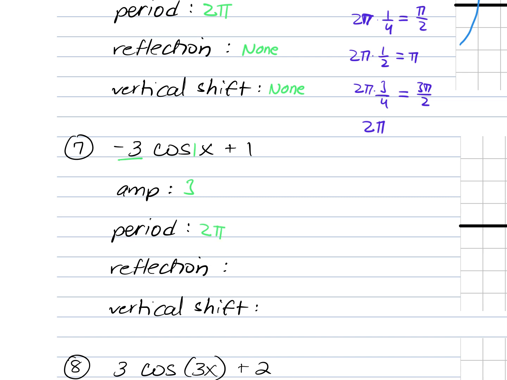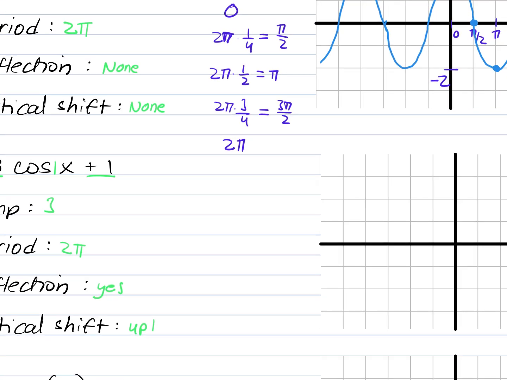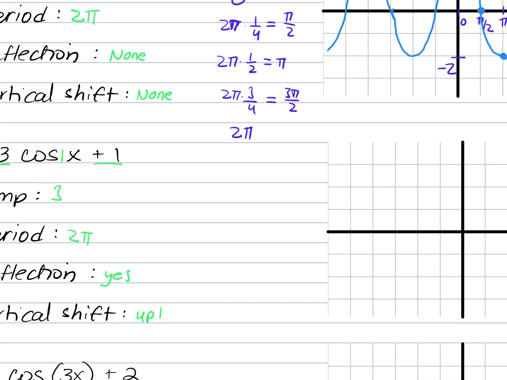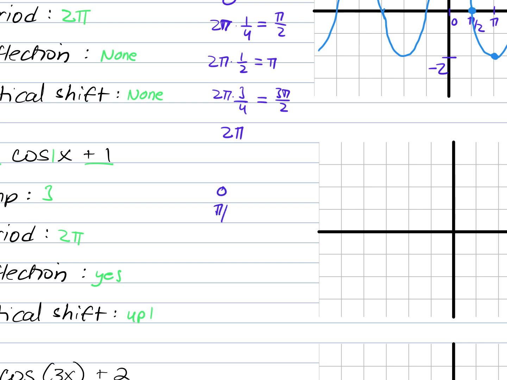All right, completely unchanged. Our reflection, we do have a negative, so we are going to reflect here. And we also have a vertical shift. There's a +1, so we're going to go up 1. And for our key points, exact same as the previous problem. So they're going to be 0, pi over 2, pi, 3 pi over 2, and 2 pi.